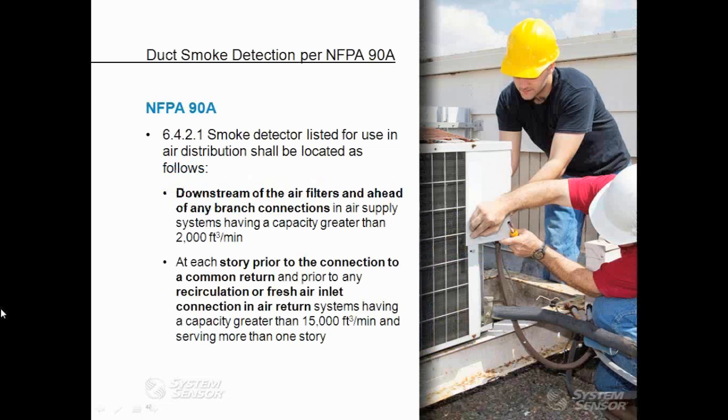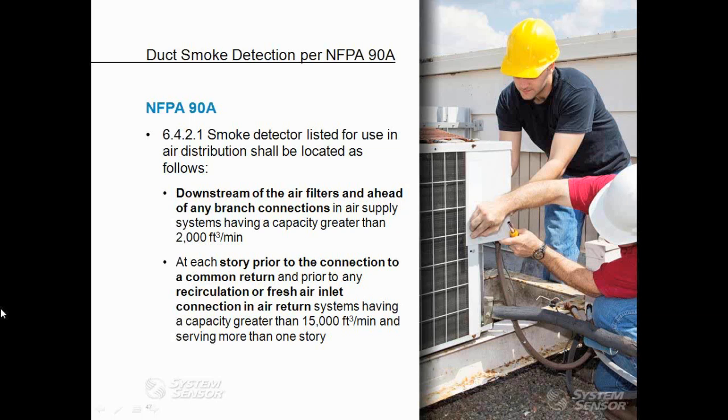Here, NFPA 90A does slightly differ from the International Mechanical Code. They both require duct smoke detectors to be installed if the AC unit is over 2,000 CFM, but in the Mechanical Code, it calls for the detector to be installed on the return side, whereas 90A requires the detector to be installed on the supply side. So if you are required to be in compliance with both NFPA 90A and the International Mechanical Code, you will have detectors on both the supply and return side for systems that are greater than 2,000 CFM.